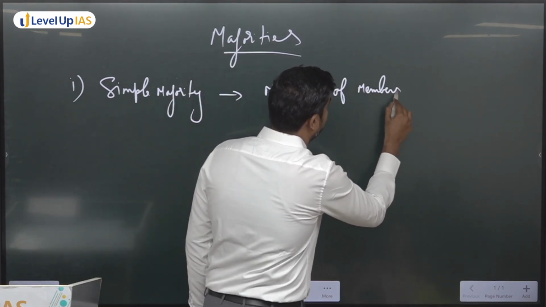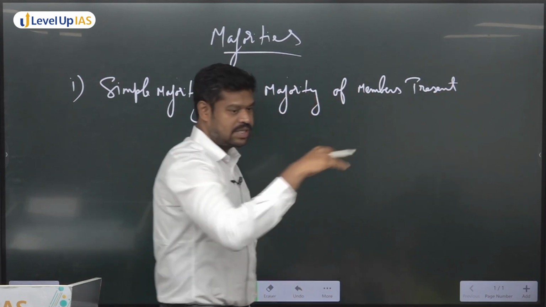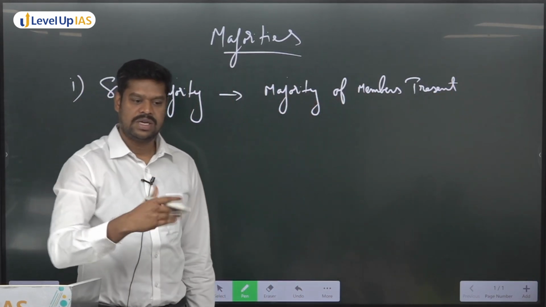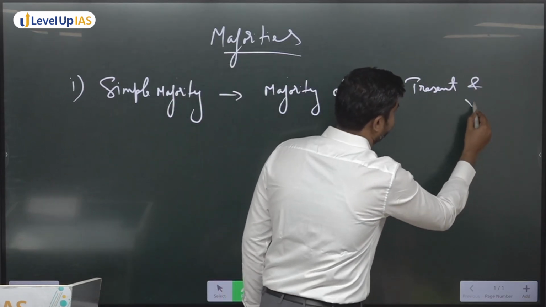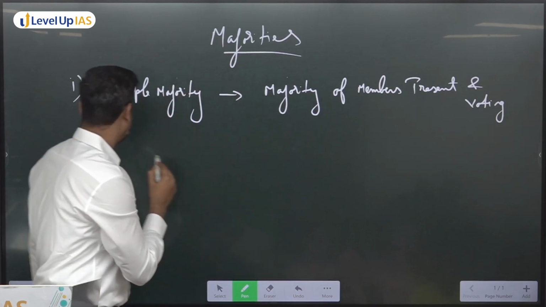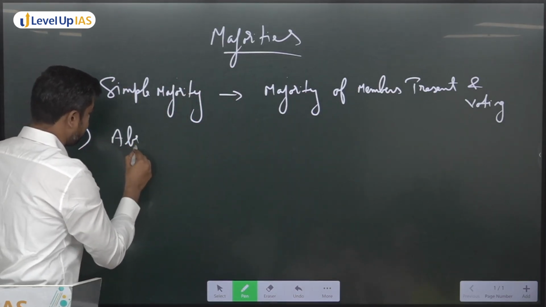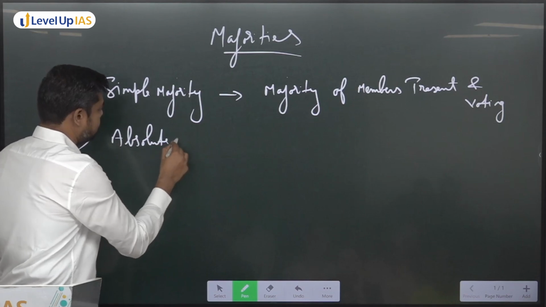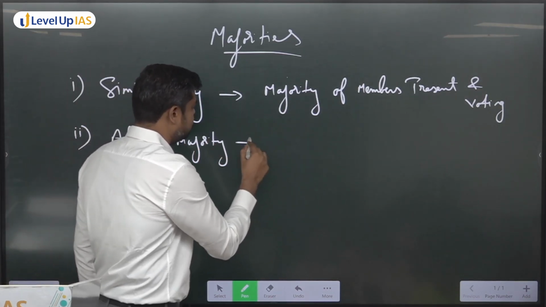Okay. So whenever I use a word in the future that this requires a simple majority, you should be able to understand what majority it requires. Majority of members present and voting. What is the next majority that we learned? Absolute majority. So come to absolute majority. What is absolute majority? Absolute majority is the majority of the total membership of the house.